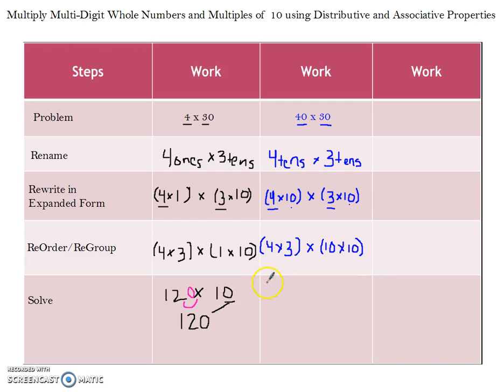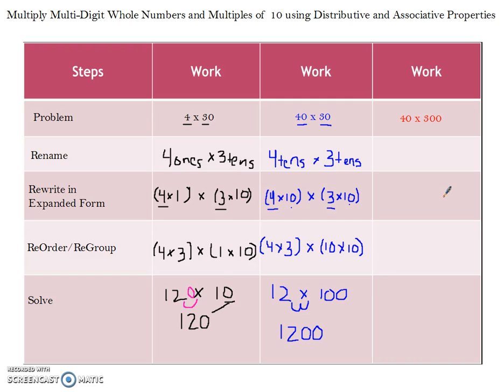Now I can solve. 4 times 3 is 12, just like our first problem. Multiplied by 10 times 10, which is 100. And again, thinking about moving those decimals on our whole number, when we multiply 12 times 100, it would be our decimals here, it'd be 1, 2, and we fill those zeros in. The other way you can think about it is you take your number here and add the zeros. So 40 times 30 is 1,200.